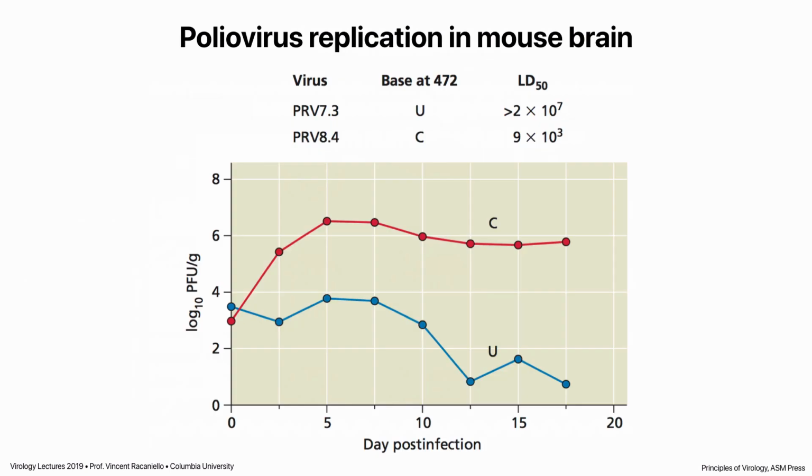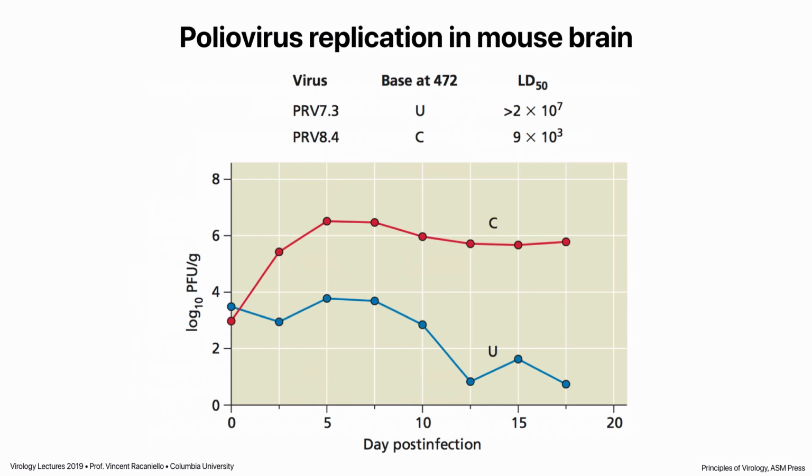This is actually the effect of that mutation. Here is an assay on the top for lethality. We're measuring the 50% lethal dose. That means the amount of virus that will kill half of the animals. And so that's an endpoint assay using lethality as an endpoint. So we have two viruses which differ only at one of those bases in the 5' non-coding region. This happens to be base 472.